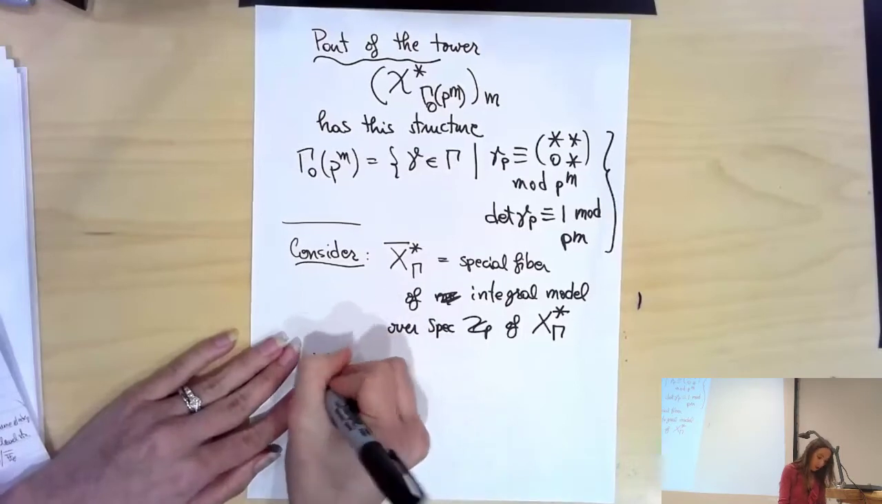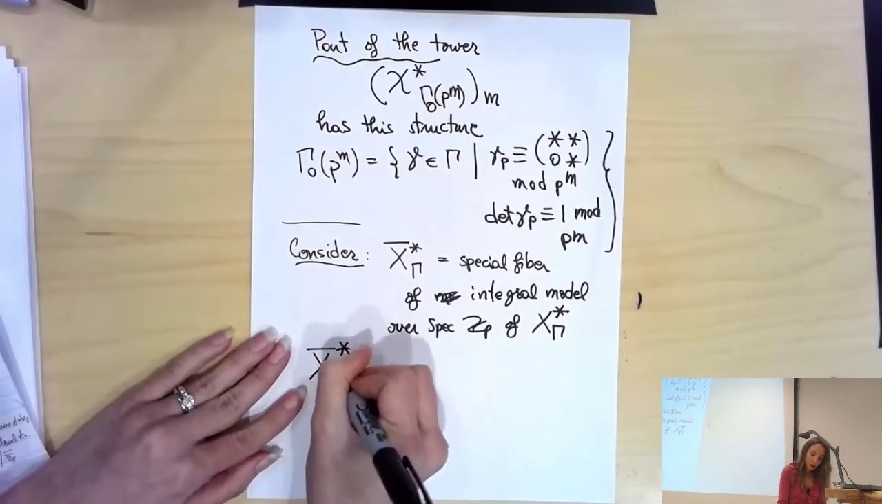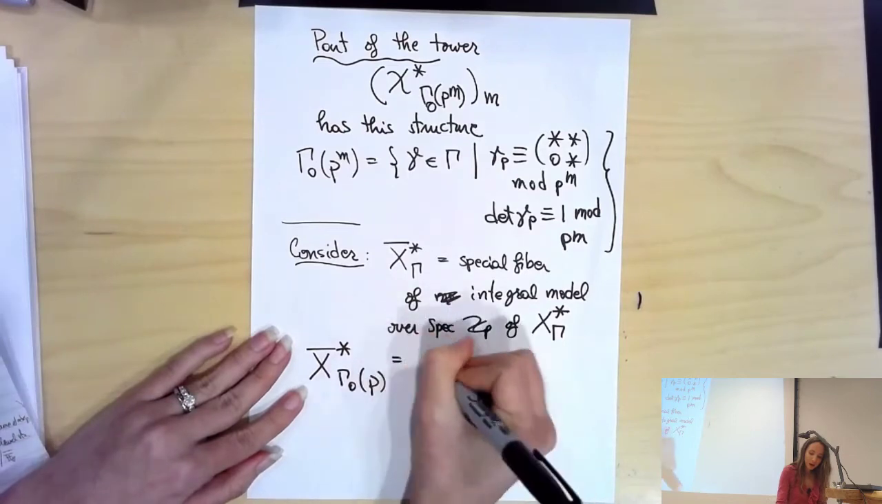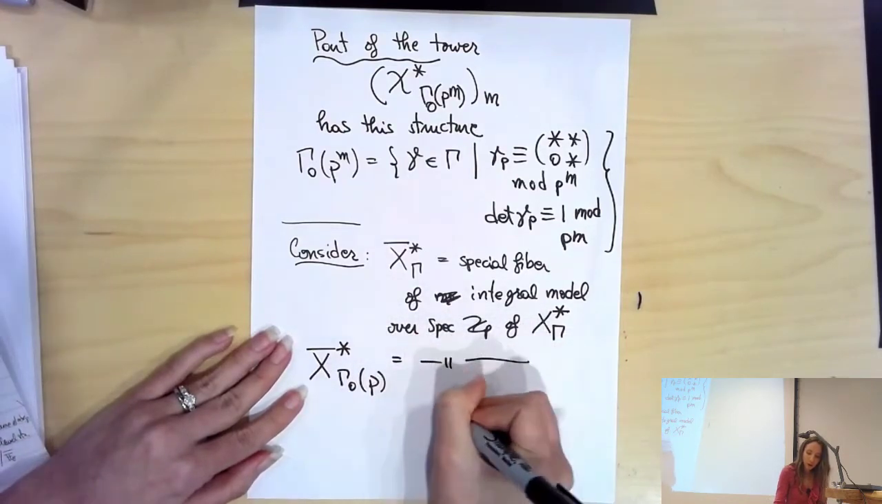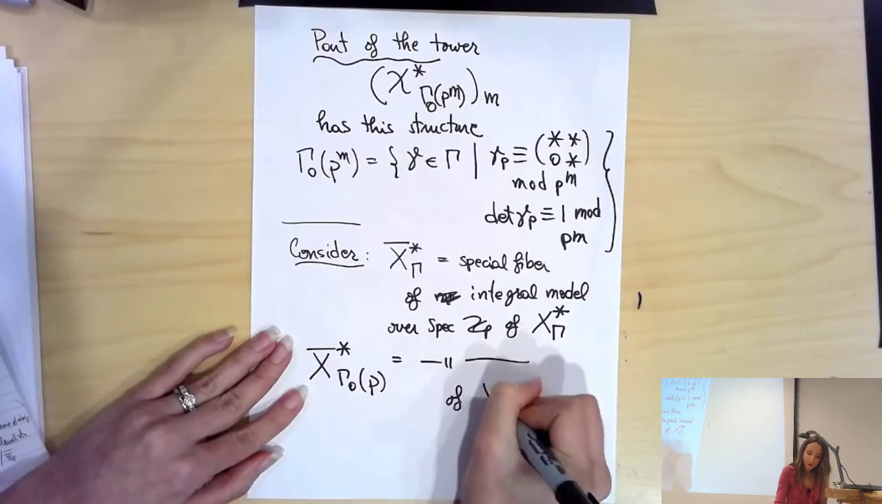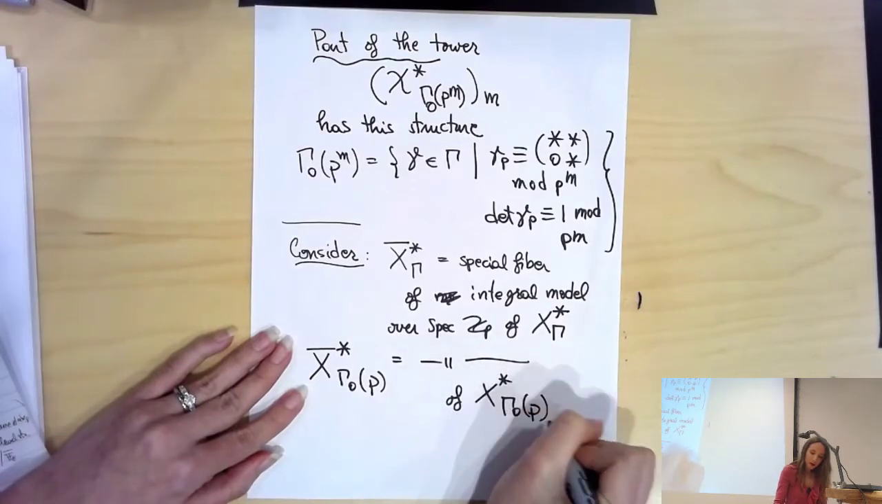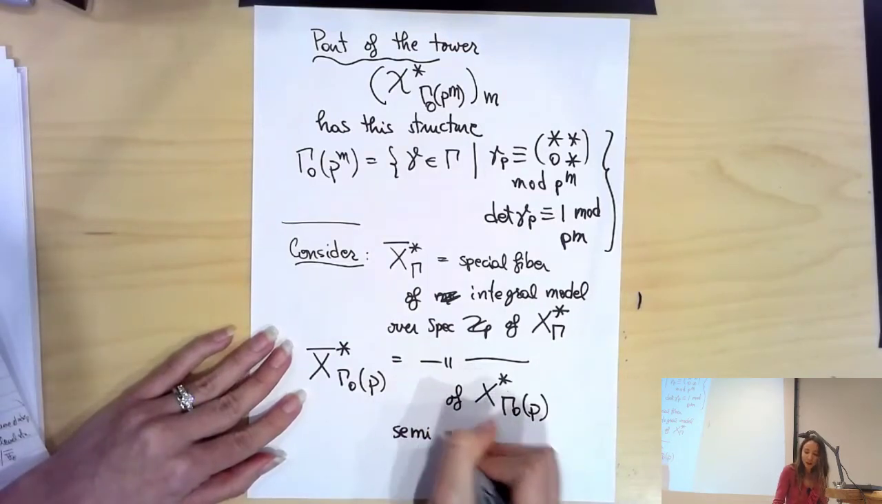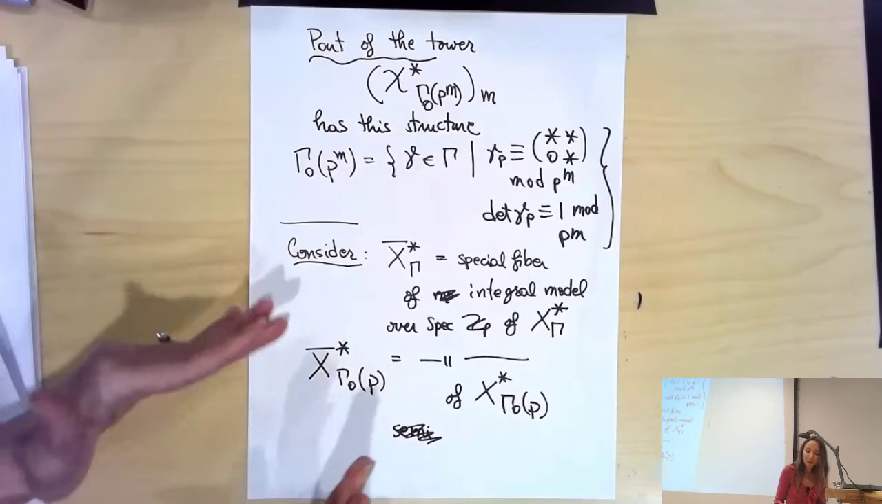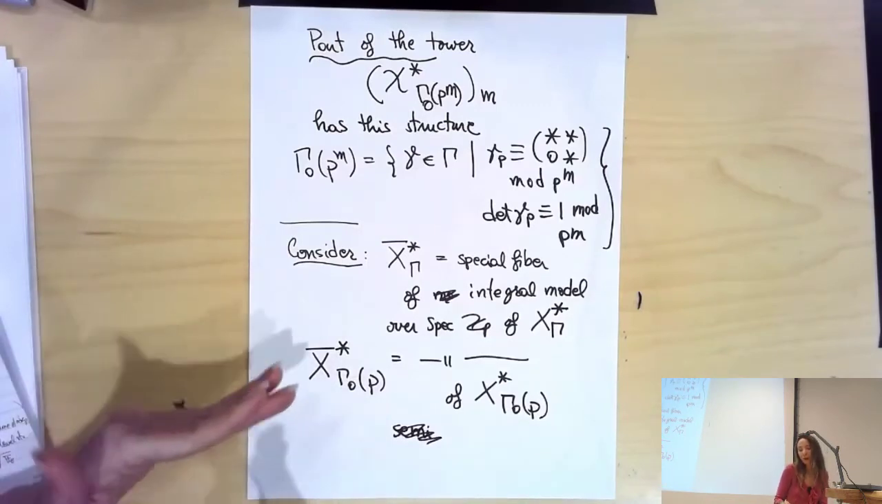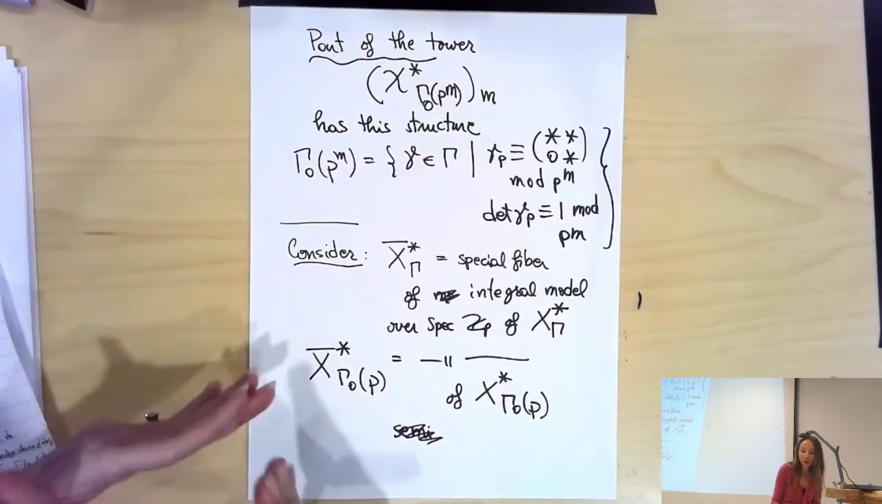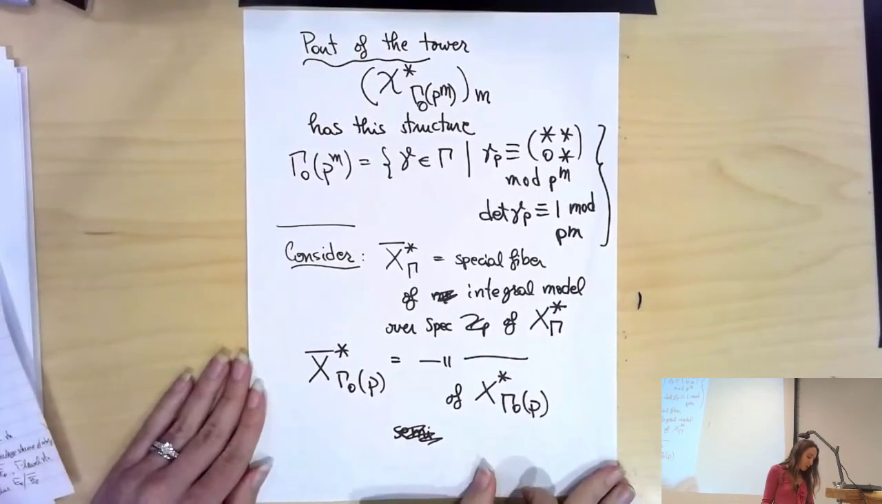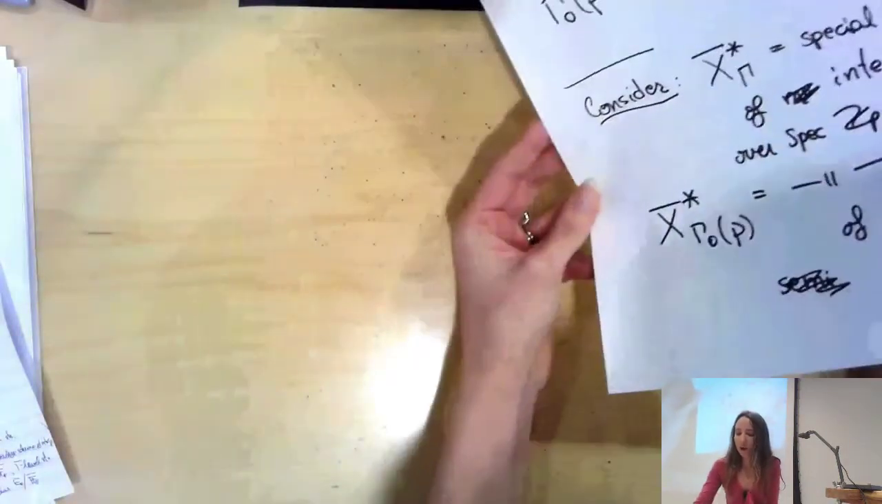And X^*_{Γ_0(p)}, the same thing, but for Γ_0. This one doesn't have good reduction, but it has semi-stable reduction. Well, the integral model has semi-stable reduction. The special fiber locally looks like curves crossing transversely. Okay, so let me draw a familiar picture. This is the Deligne-Rapoport model.